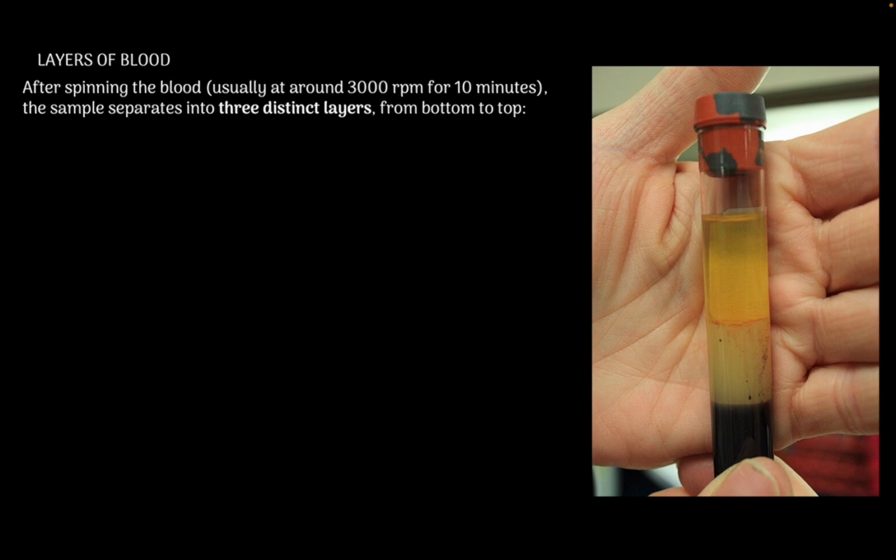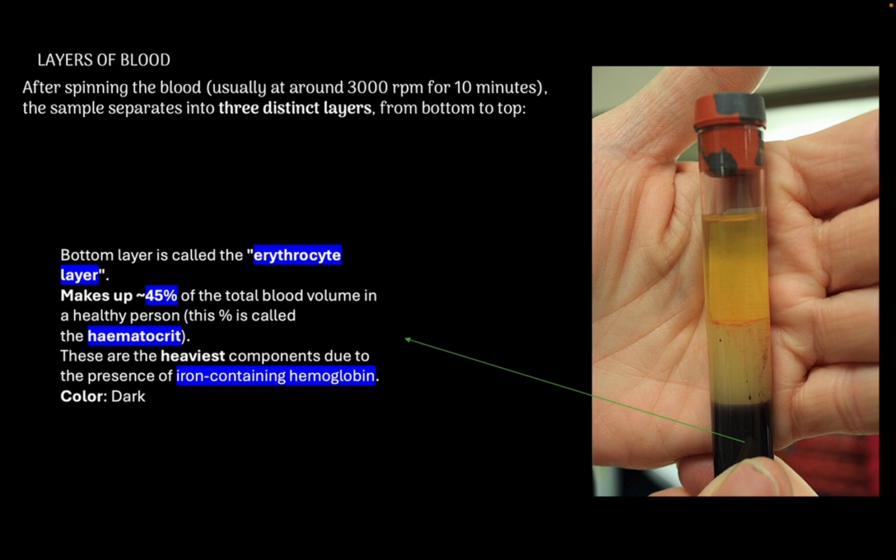Let's move on to the layers of blood. When you spin blood in a centrifuge, a machine that separates components based on their weight, you get three visible layers. At the bottom are the red blood cells, or erythrocytes. These are the heaviest because they contain iron-rich hemoglobin. This layer makes up about 45% of your total blood volume and is called the hematocrit. Hemoglobin is what gives red blood cells their dark red color and their ability to carry oxygen.